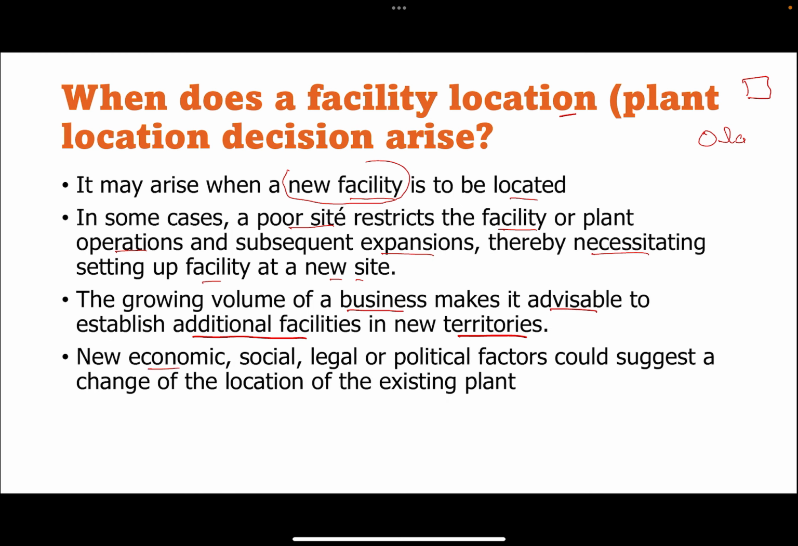And then new economic, social, legal, political factors could also suggest a change of location of the existing plant. I've already given the example of Apple. Now they are shifting the manufacturing of iPhone from China to India. This may be due to political factors and also the rising wages in China. This also forces the companies to find a new location for their manufacturing facility.